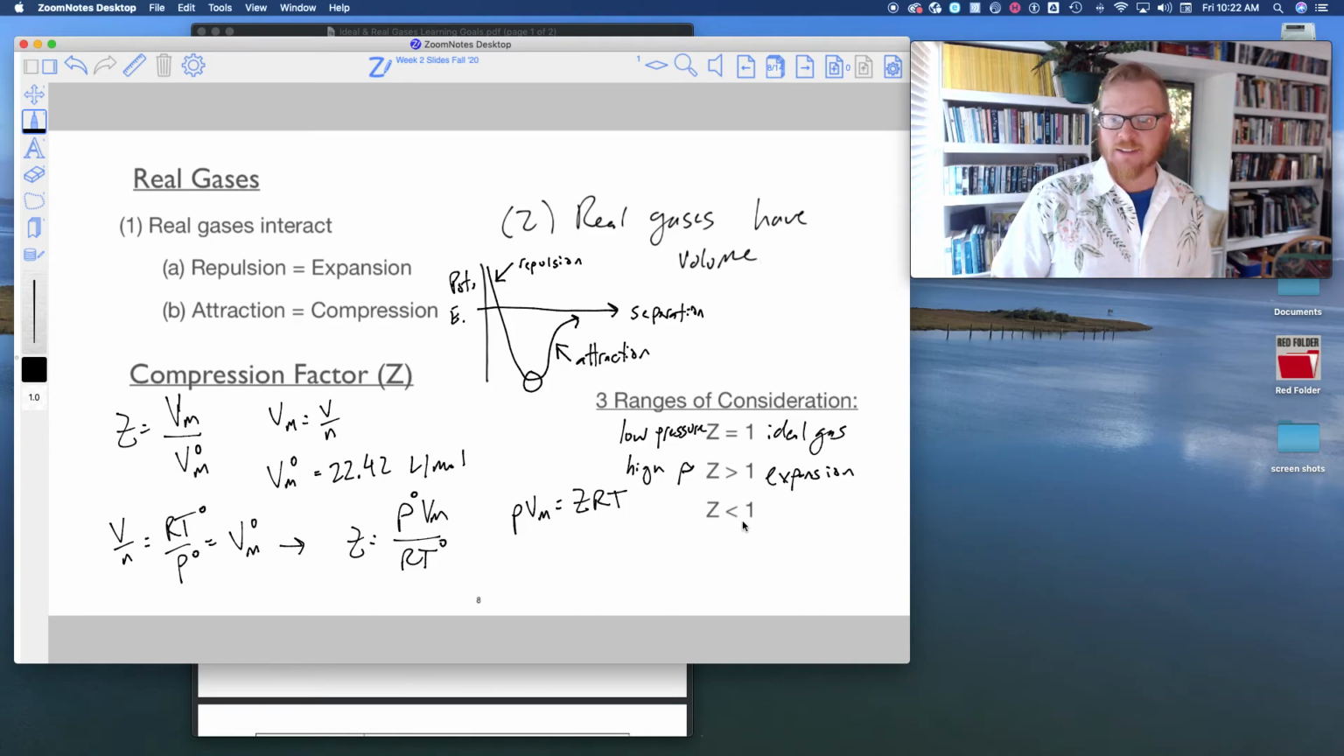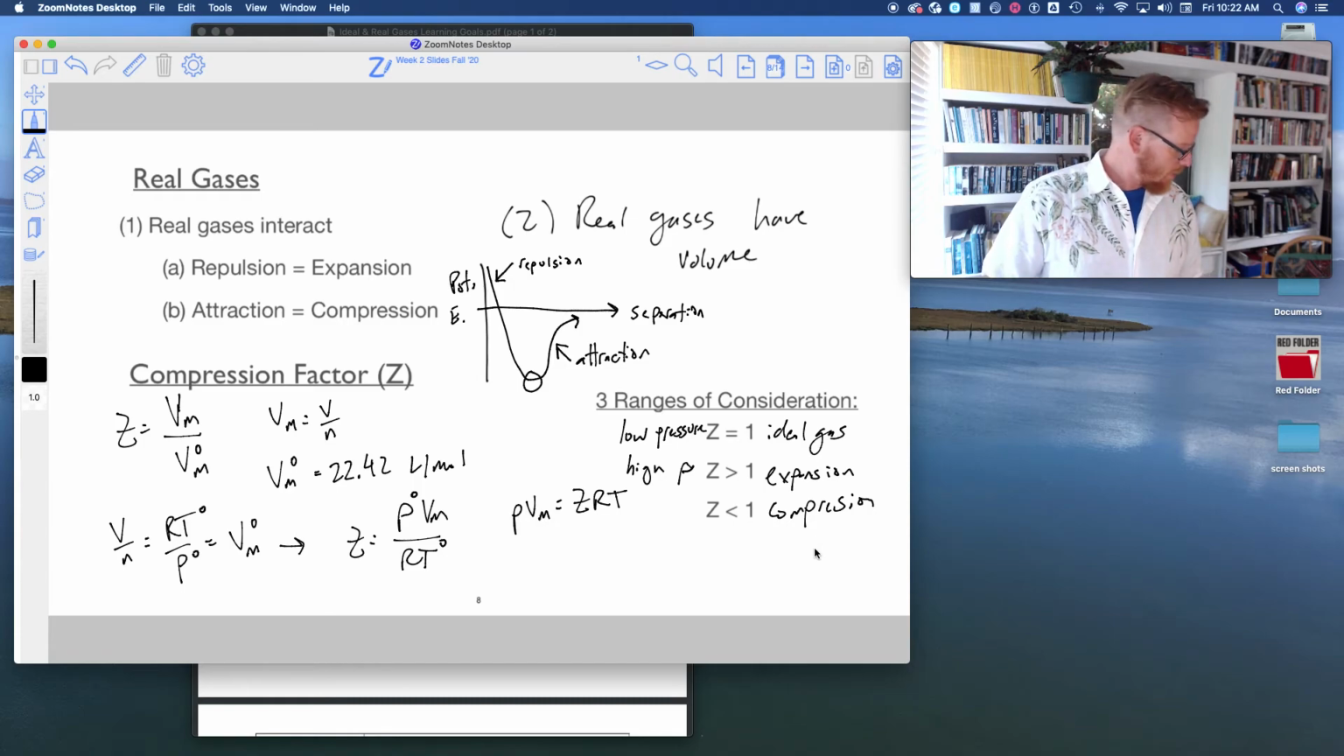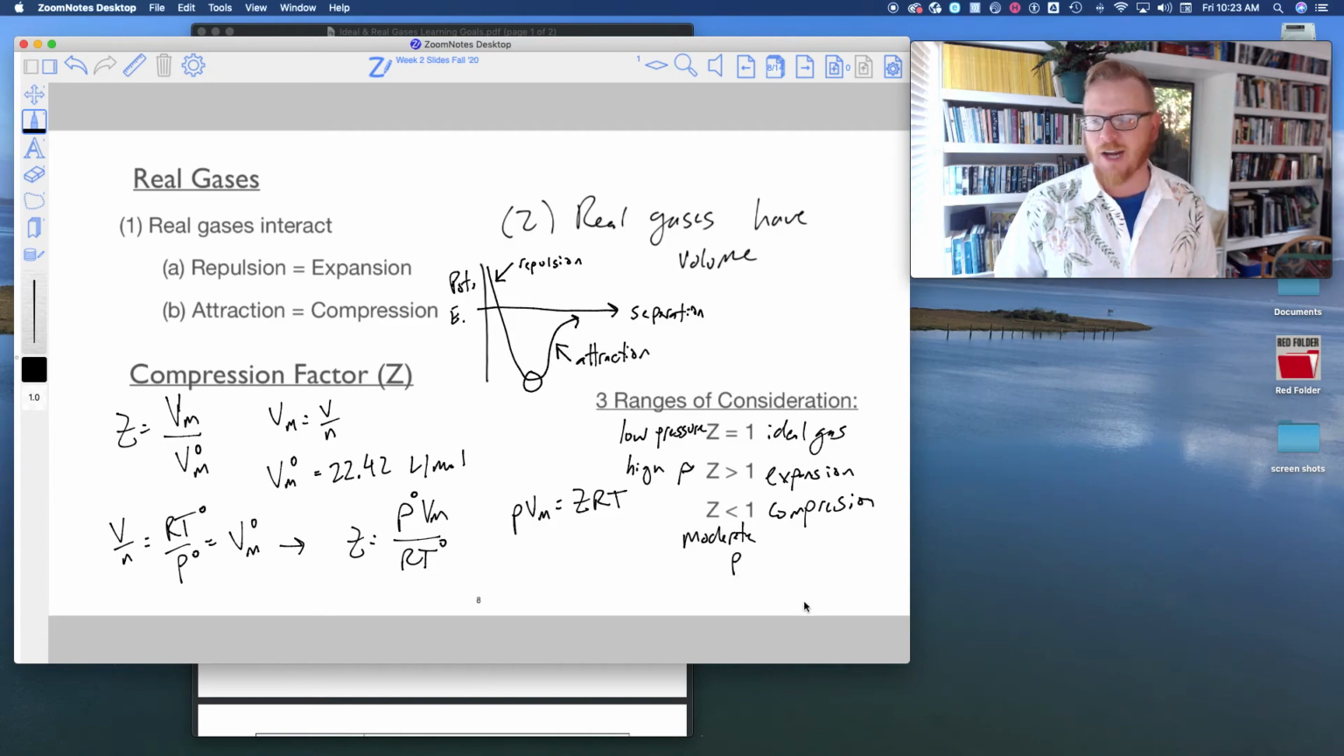And when Z is less than 1, okay, this molar volume right here has to be less than our 22.42 liters per mole. And so that means compression is going on. Okay. And I'm going to call this moderate pressure, kind of somewhere in the middle. And so here attractive forces are dominating.